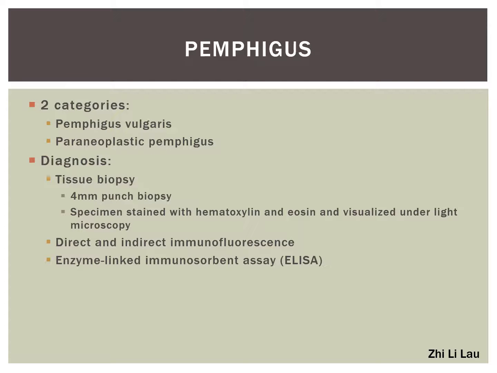Pemphigus vulgaris and paraneoplastic pemphigus are the two categories of pemphigus that manifest as oral disease. The first step in management would be to correctly diagnose the category of the condition, which could be done in various ways. For instance, tissue biopsy, indirect immunofluorescence, and enzyme-linked immunosorbent assay.